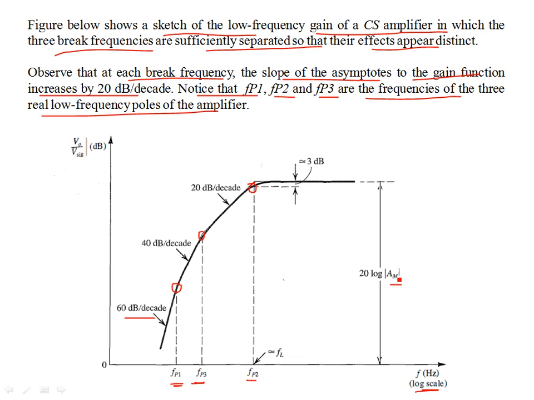As you reach towards the midband gain, in the vicinity of FP2 or at frequencies greater than FP2, the frequency dependence on these capacitors is insignificant, which means the midband gain is independent of frequency. So we are going to treat all these capacitors as short circuits.